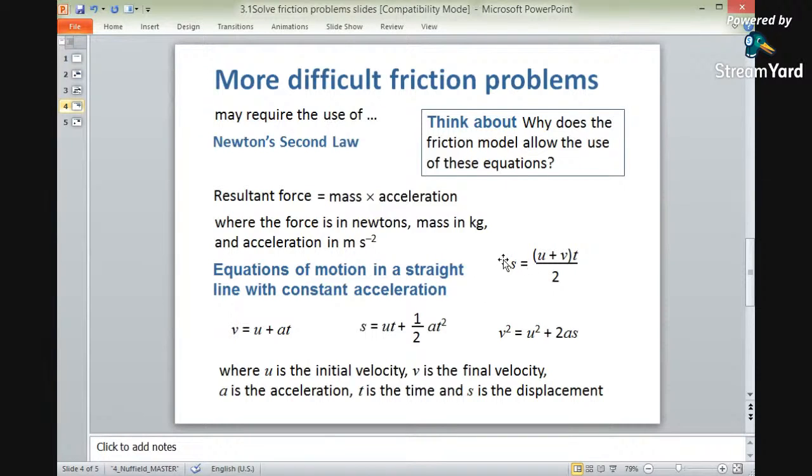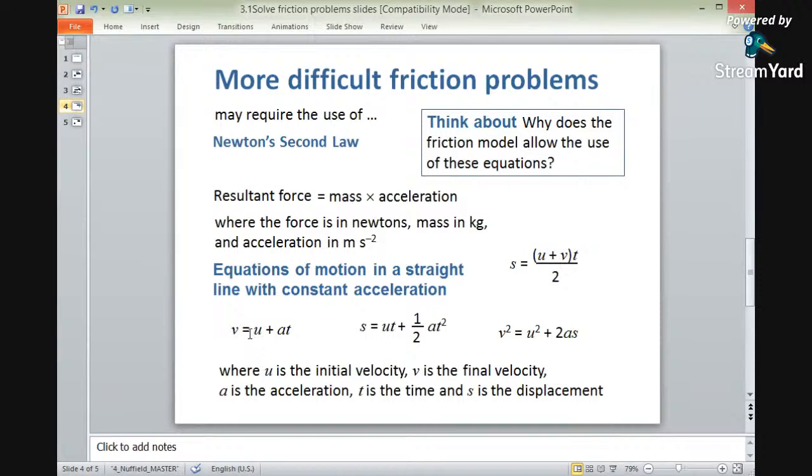What about the displacement? According to the equation of motion, the equation of displacement is S equal to the initial velocity u plus the final velocity v, divided by 2, that is the average velocity, multiplied by the time t. These are the equations for displacement.